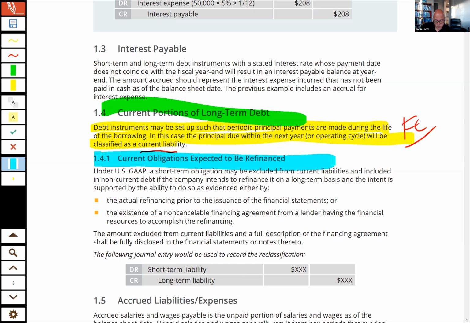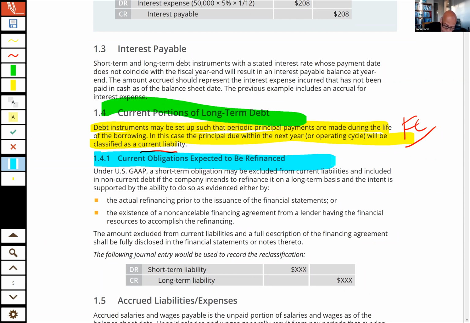So what happens? I have a debt, and I've been carrying that debt, and now the debt's going to come due next year. And I sit there and I say, well, I'm going to refinance this debt, and I'm going to refinance it on a long-term basis. So even though the debt's coming due next year, I'm going to refinance it for 5 years. Okay, so is that debt considered current or non-current?